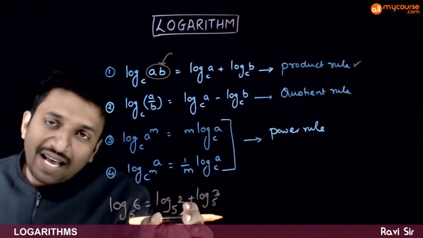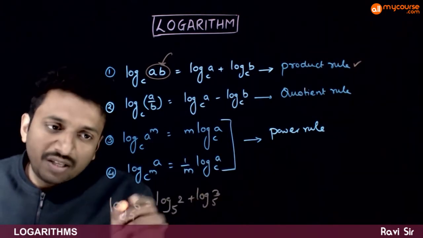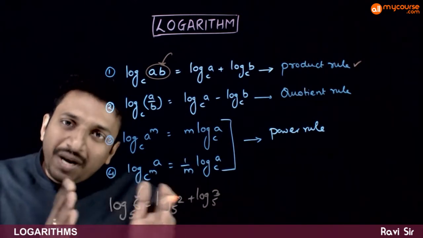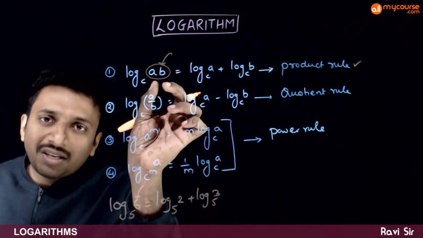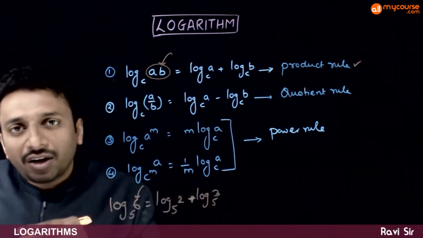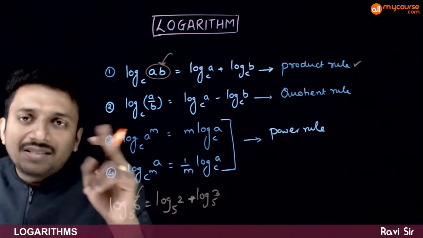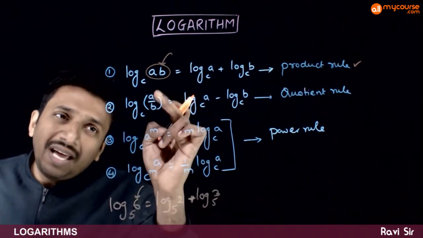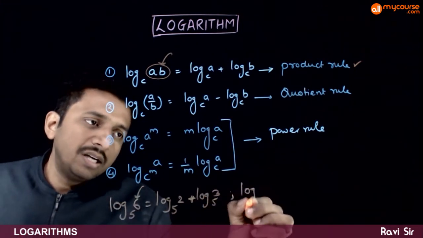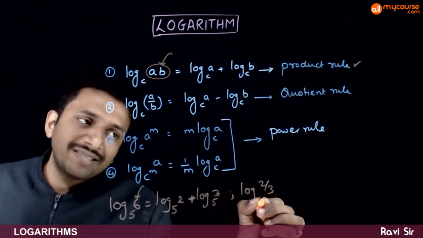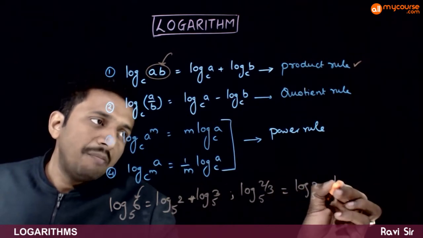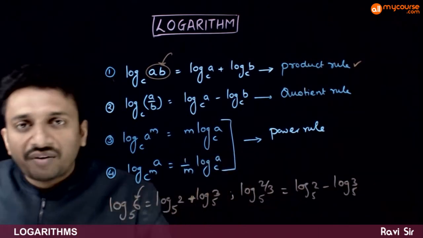So this can be written as log 2 to the base 5 plus log 3 to the base 5, because 6 is 2 into 3. So when you split the log of a product, the individual logarithms have to be added. And the second property is log a by b to the base c. Something like log 2 by 3 to the base 5 can be written as log 2 to the base 5 minus log 3 to the base 5.